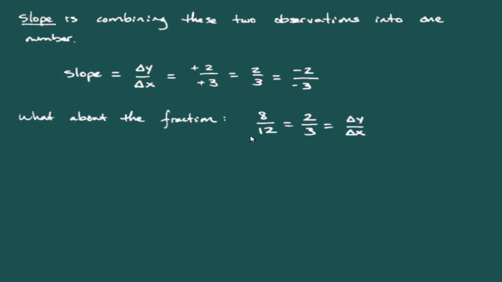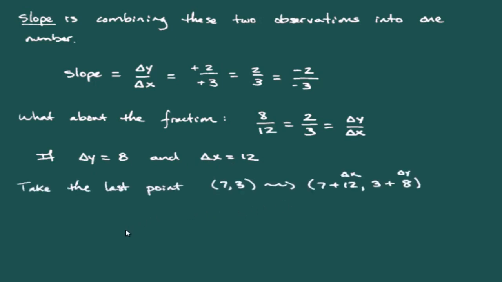If we take 8/12, which does simplify to 2/3, and we make that our change in y over change in x, then our change in y is 8 and our change in x is 12. Starting with our last point 7, 3, we do 7 plus 12, that was our change in x, to give us a new x value of 19. We take 3 plus our change in y, which was 8. 3 plus 8 gives us a new y value of 11.